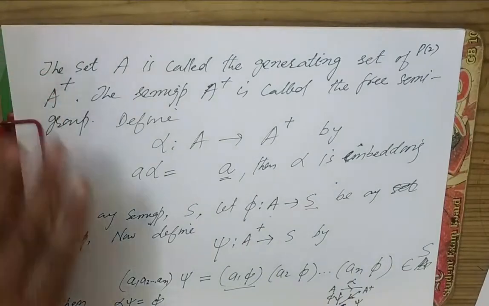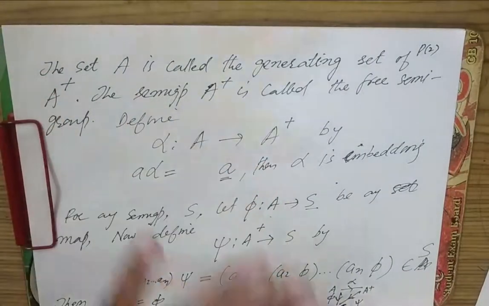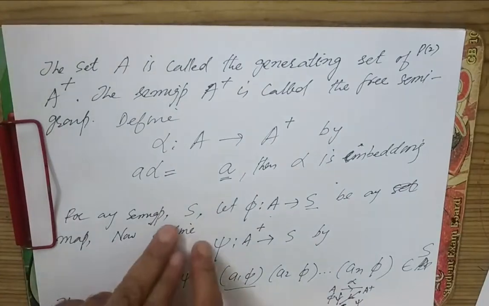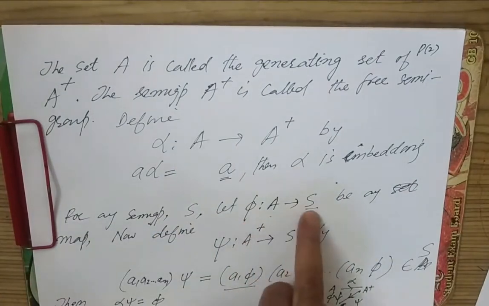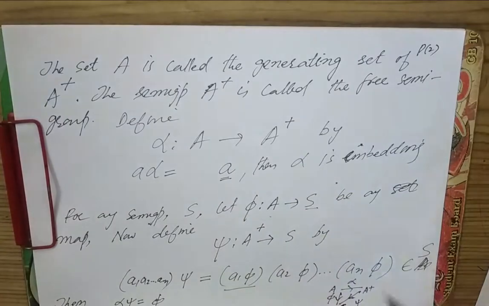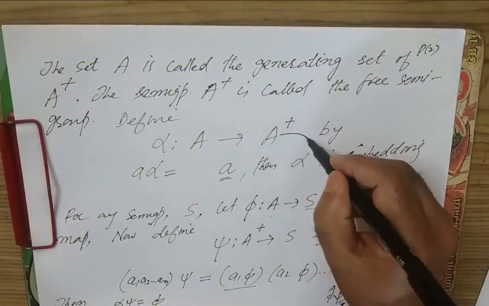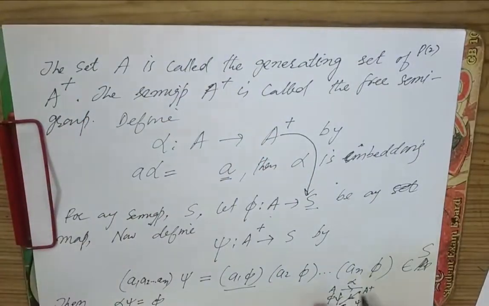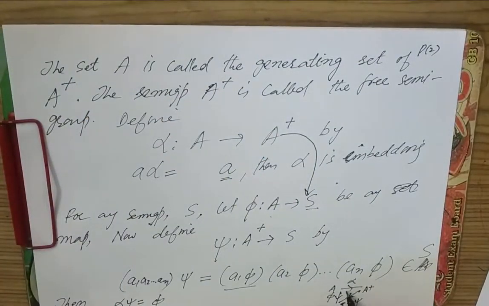So these are two properties of A plus. One is that there is a map from A to A plus, which is an embedding, which is a 1-1 map. And for any semigroup S and for any map phi from A to S, we can find a map psi from A plus to S, which makes the diagram commute. Diagram commute means alpha composition psi is equal to phi. You can easily verify this.